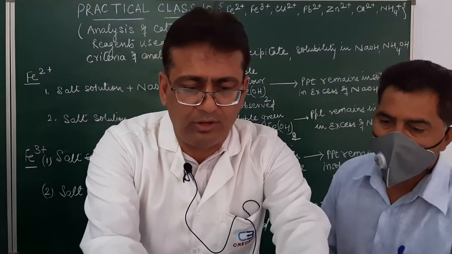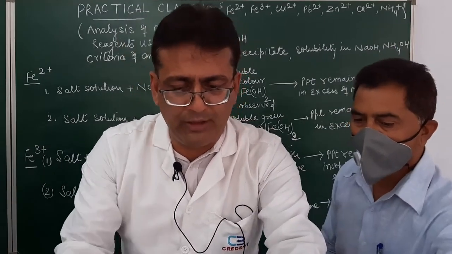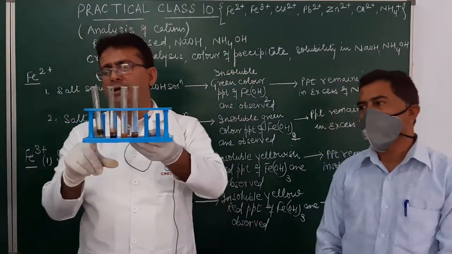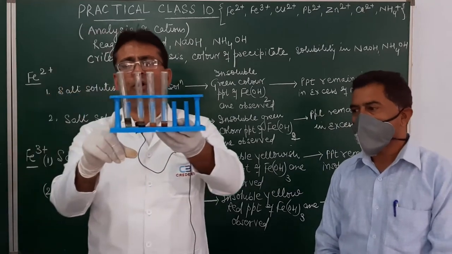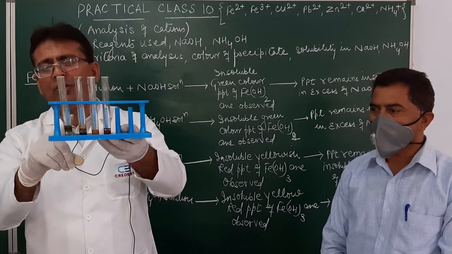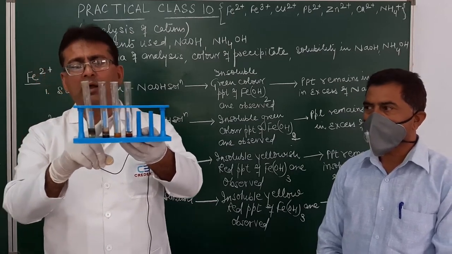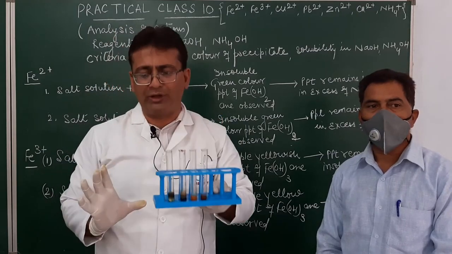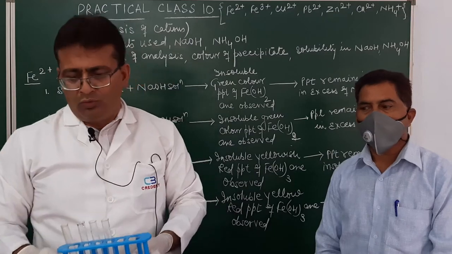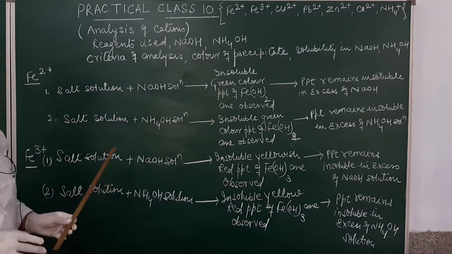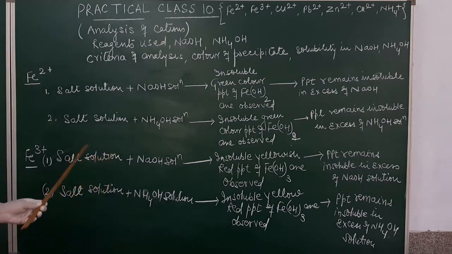So in this observation of ferrous ion and ferric ion, you can see that we have tested for ferrous ion in sodium hydroxide and ammonium hydroxide, and ferric ion in sodium hydroxide and ammonium hydroxide solution. So the identification of ferrous ion and ferric ion must be very clear. Is it clear? Good. Now we will be identifying.